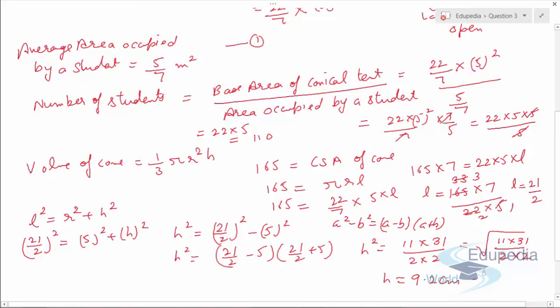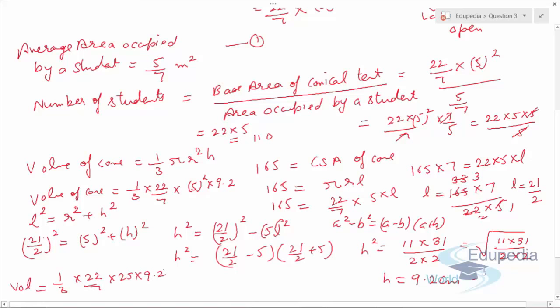Now we need to find the volume of cone. So we can say volume of cone will be 1 by 3 into pi is 22 by 7 times 5 square times 9.2, right? So when you solve this, volume equals to 1 by 3 into 22 by 7 into 25 into 9.2. So this means we need to do 25 times 9.2 times 22, right? So we need to divide this by 21 then. So the answer comes out to be 240.95 centimeter cube. So this is how we can use the concept of curved surface area, slant height and height to find the volume of any given shape.